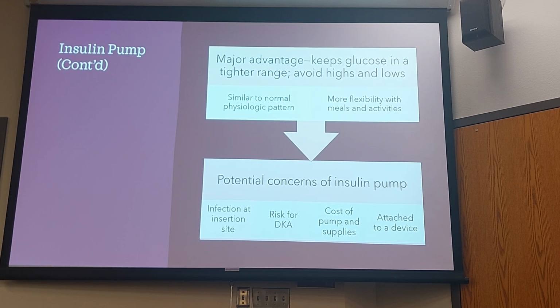But there are some concerns. There can be infection at that insertion site. Sometimes if the pump's not working right and it's not infusing properly, then blood sugars can go high, or you can have false lows if that catheter is getting old. So we might be treating an inaccurate blood glucose because the CGM is not reading right, or the pump is not pumping right.